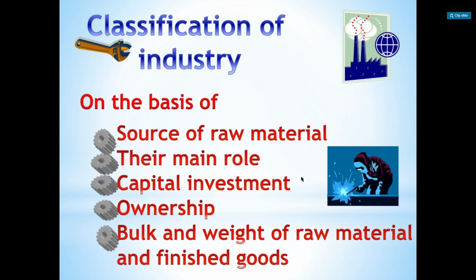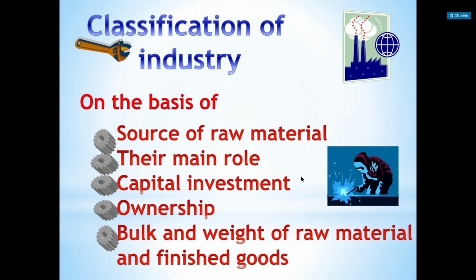Topic number 2 is agro-based industries. Topic number 3 is mineral-based industries. These 2 topics are very important for the map work. And topic number 4 is industrial pollution, environmental degradation, and control of environmental degradation. So these 4 topics we have to cover in this chapter.